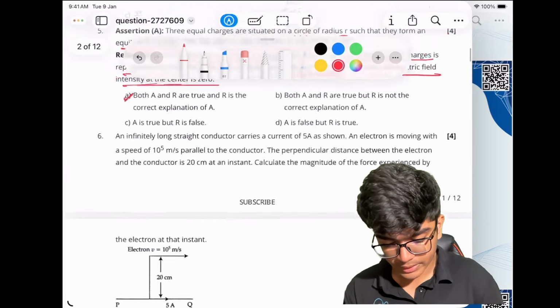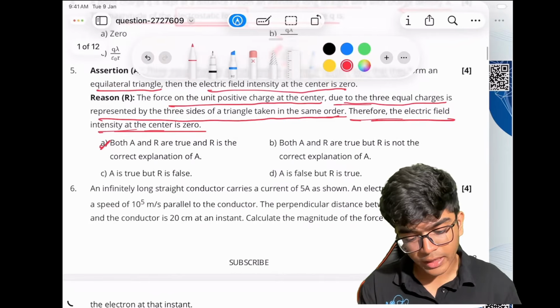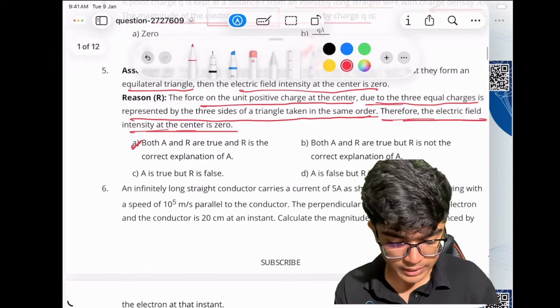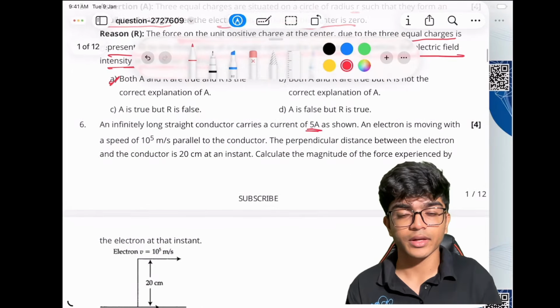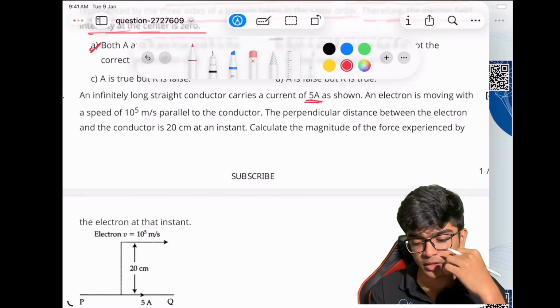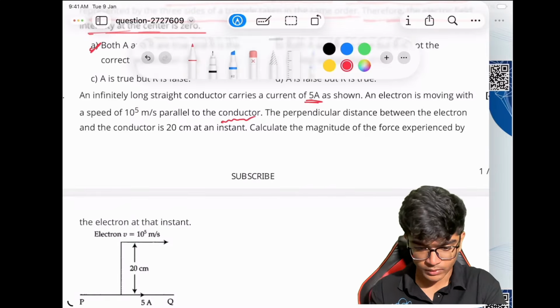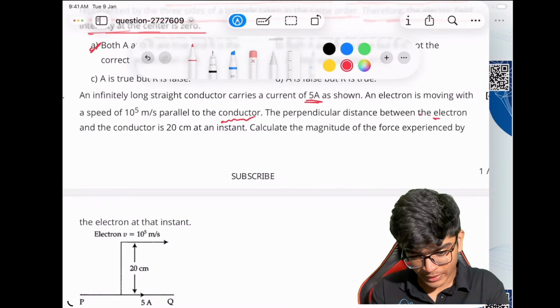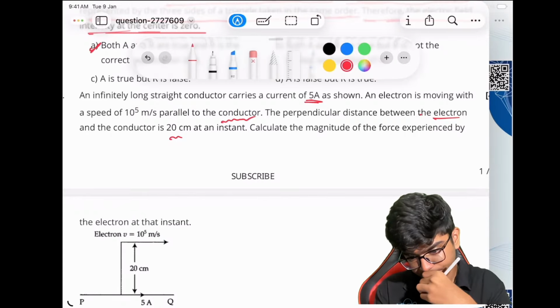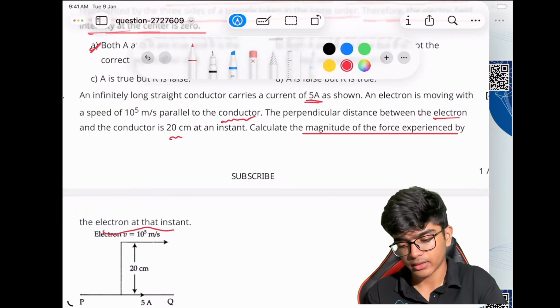Look at the diagram first. Actually, what they are saying is, an infinitely long current carrying conductor carries a current of 5 ampere, okay, as shown in the figure. An electron is moving with a velocity of 10 power 5 meters per second parallel to the conductor. The perpendicular distance between the electron and the conductor is this much. Calculate the magnitude of force experienced by the electron at that instant.